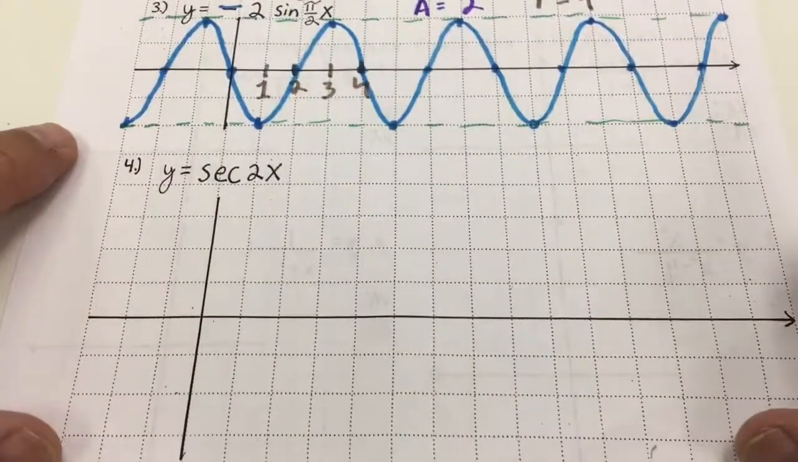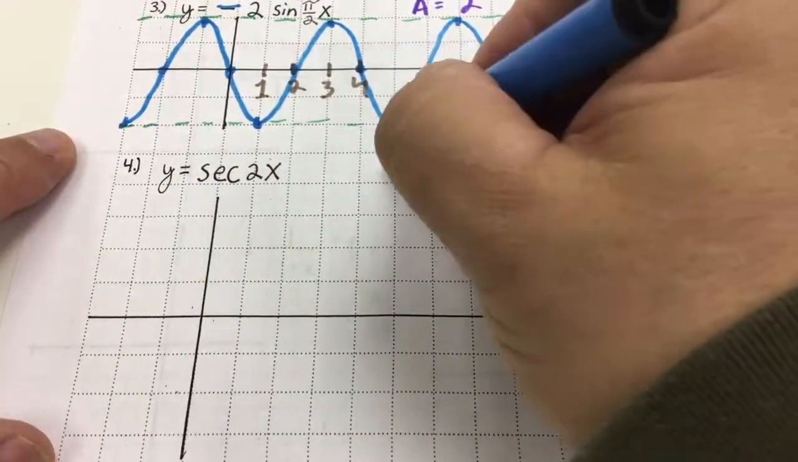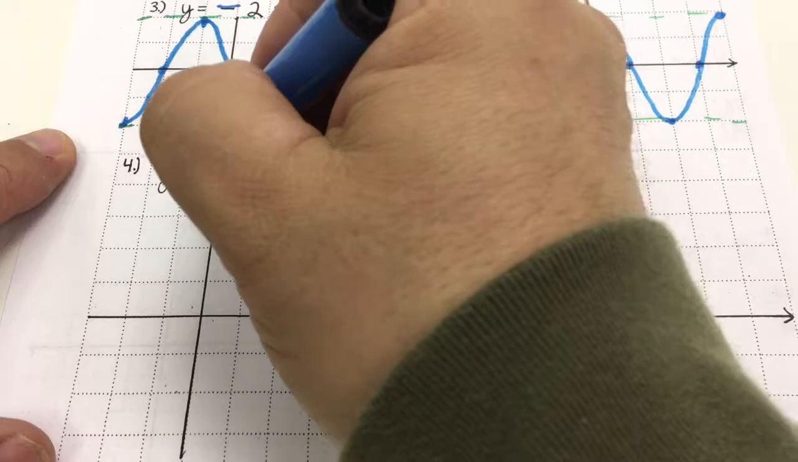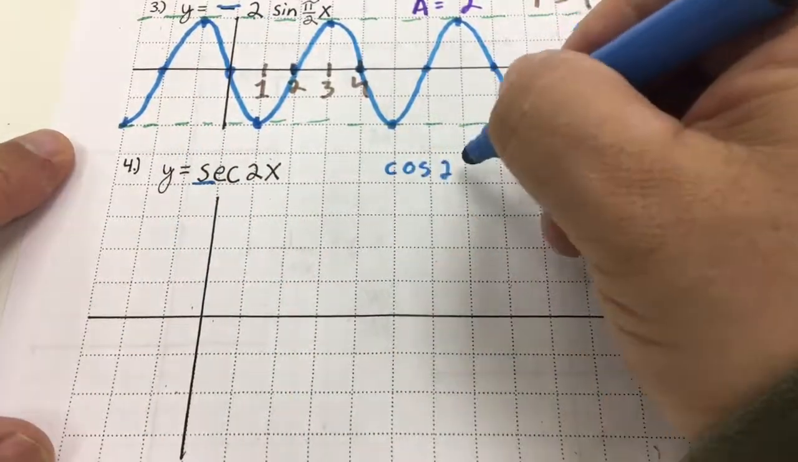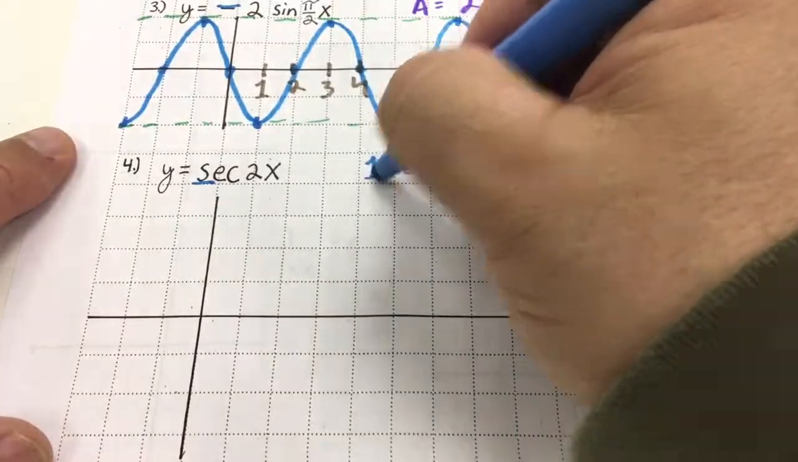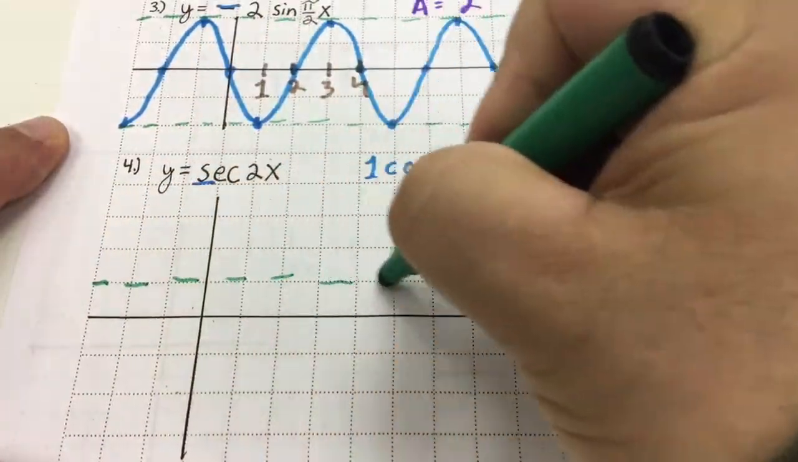Then we go right to secant. Now, in order to graph secant, I have to do its reciprocal function, cosine. There's no trick to it. Usually you think that begins with an S, that you do the sine function, but it's counterintuitive. So I'm going to graph cosine 2x first. Notice my amplitude is 1. So I'm going to go up 1, down 1, and draw my horizontal asymptote.